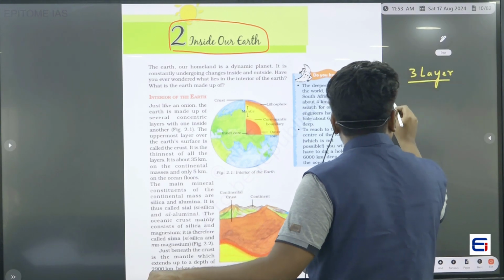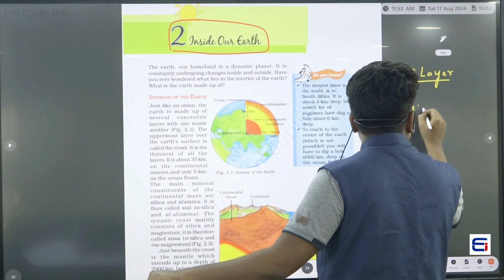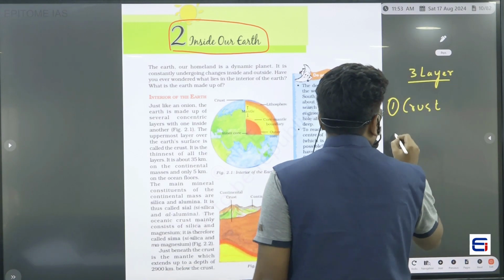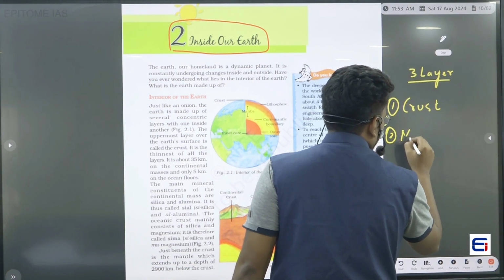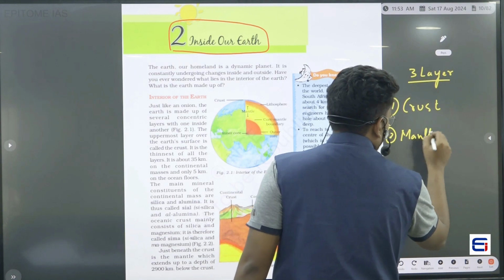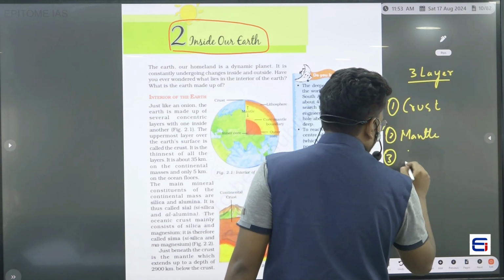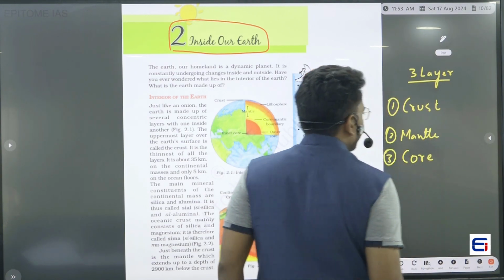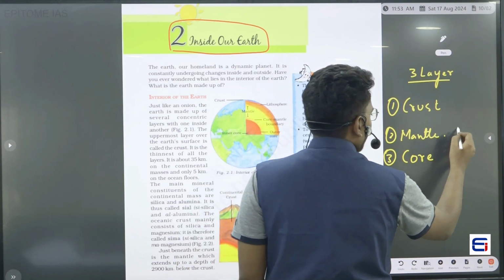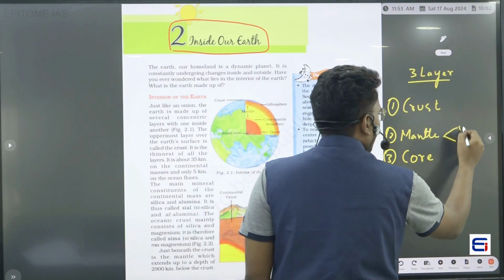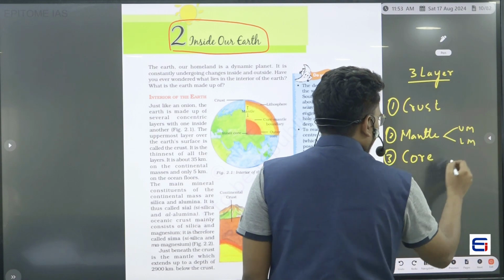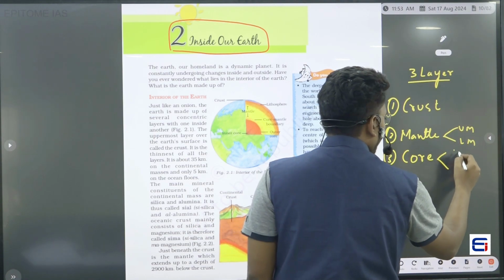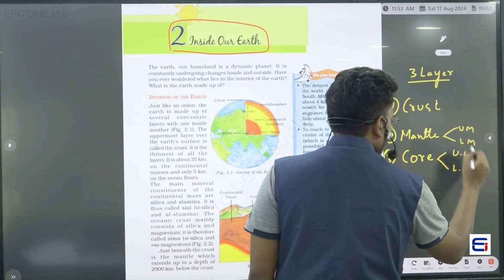So what are they? First layer is crust. Second layer is mantle. Third layer is core. And this mantle is divided into upper mantle and lower mantle. And core is divided into upper core and lower core.